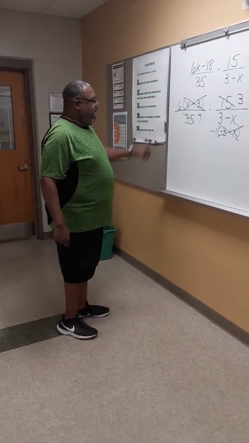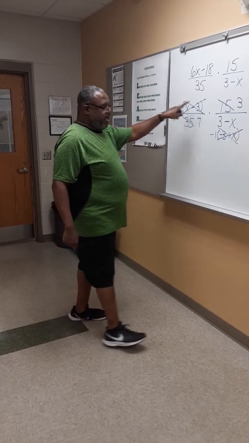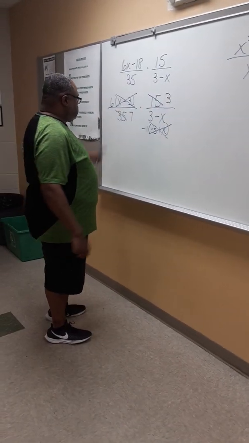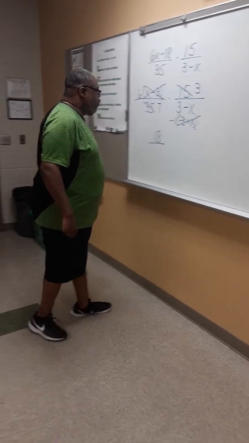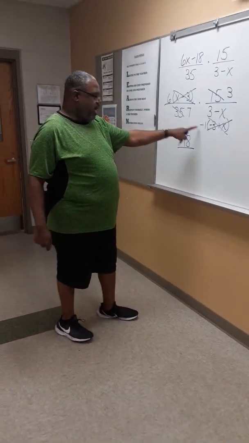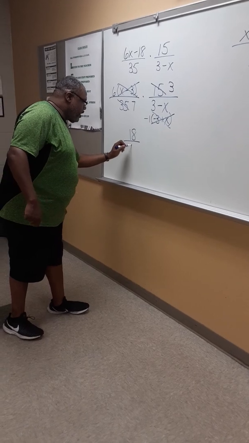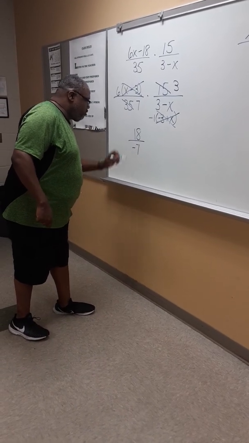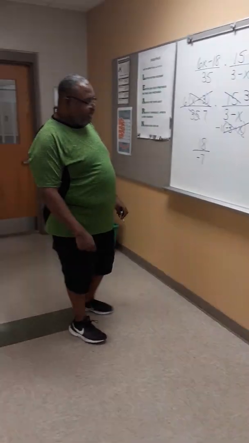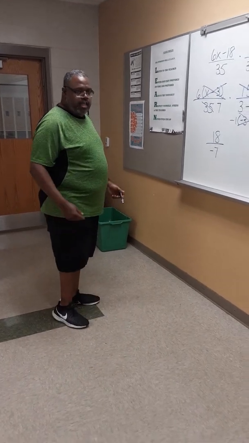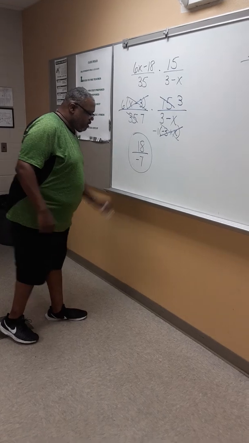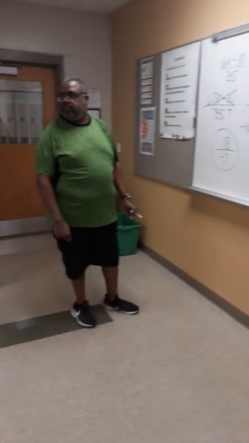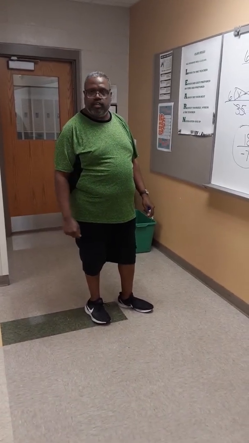Now I have the 6 up top here. I got a 3 up top here. So 6 times 3, that's 18, all over 7 times negative 1, which is negative 7. I can put the negative 7 on top, or I can put it on the bottom with this fraction, and I'm done. Any questions on that? Good, good.